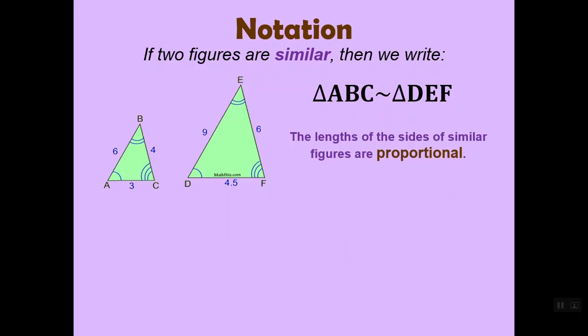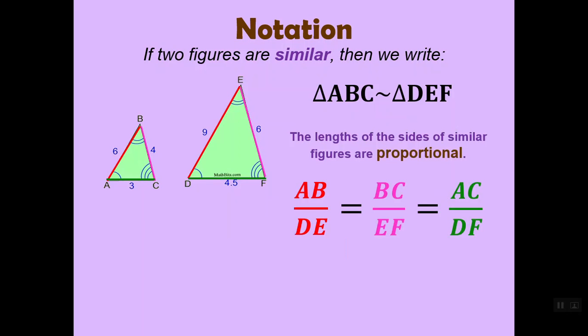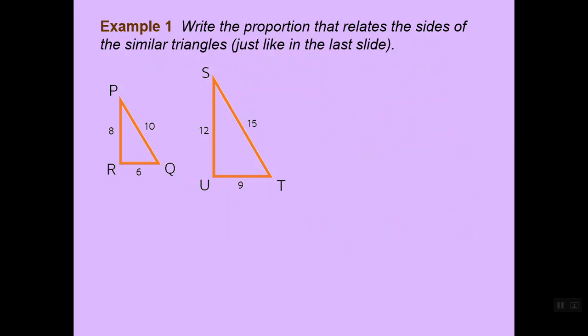Now, we know that the length of the sides of similar figures are proportional, so we can write that as a proportion. If we take two corresponding sides, AB and DE, we can write those in a ratio. Since they're similar, we know that another set of proportional sides, say the pink ones, have the same ratios. We know that they're proportional, so we can write them in a proportion. And then that third set of sides, the green ones, are also going to be proportional, so we can write those as ratios that are all equal. We're going to use this to solve some problems.